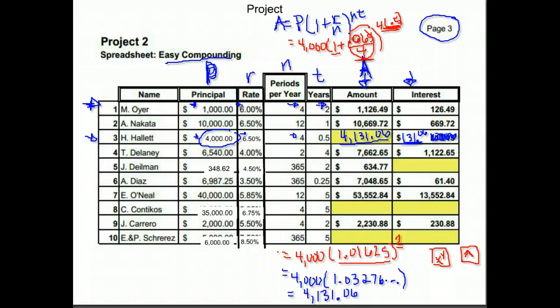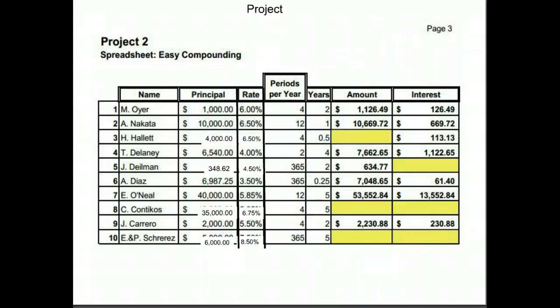One easier way to do this would be to go, okay, well, if I have $4,000 and I earn $131 in interest, what was the amount in my account. So that would be a much easier way to do it.